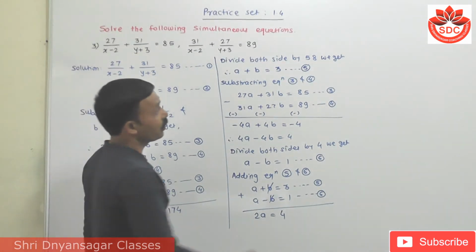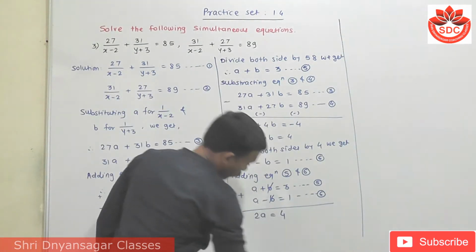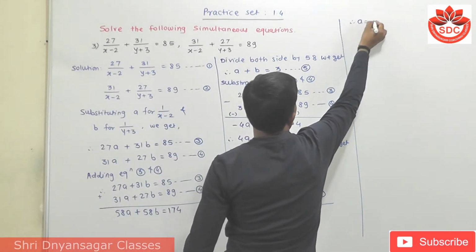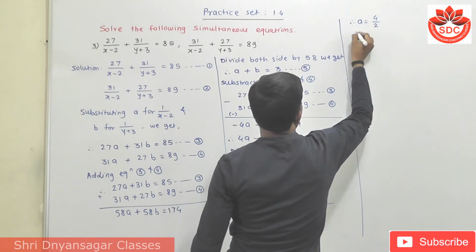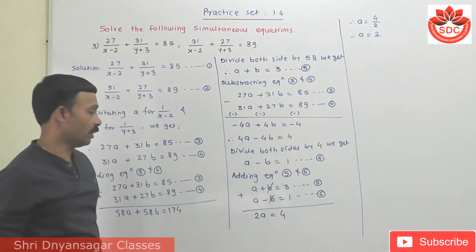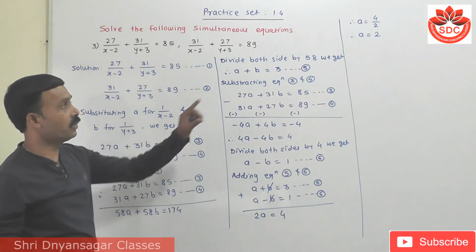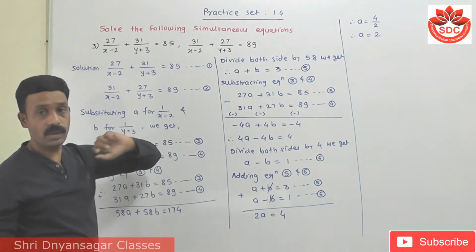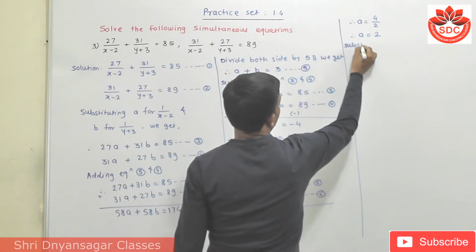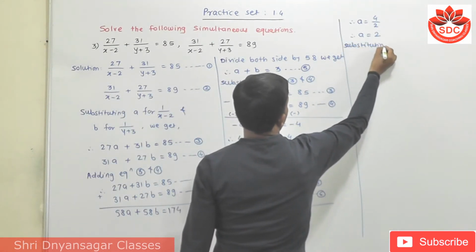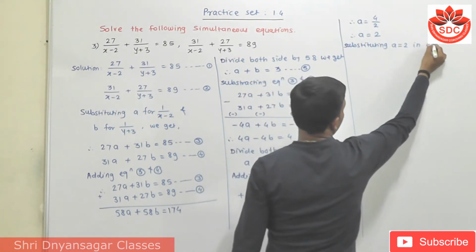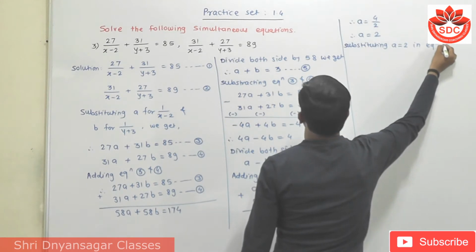Then the 2 goes to the denominator. Then a is equal to 4 upon 2. Therefore a is equal to 2. Okay, this is the value of a. We substitute this value of a in equation number 5 to get the value of b. So, substituting a equal to 2 in equation 5.